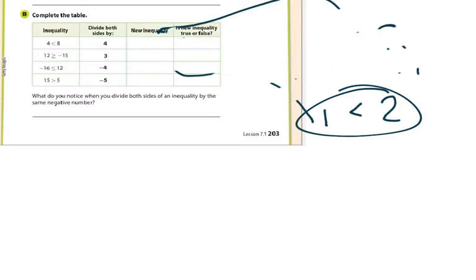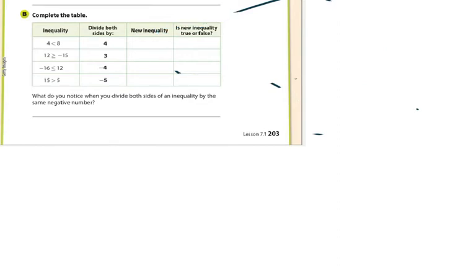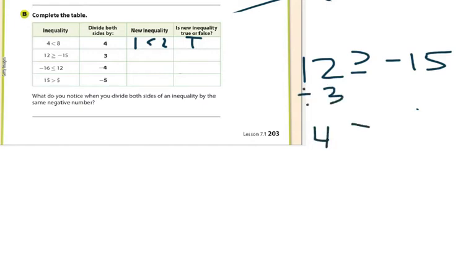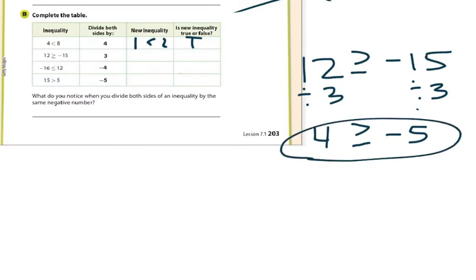Okay, so let's move on to the next one. This is true, and it was 1 is less than 2. And then the next one is 12 is greater than or equal to negative 15. And I've got to divide by 3. So if I divide 12 by 3, I end up with 4, and it's greater than or equal to negative 15 divided by 3, which would equal negative 5, and 4 is still greater than or equal to negative 5. So you'd put this information in this block here, and it's still true.